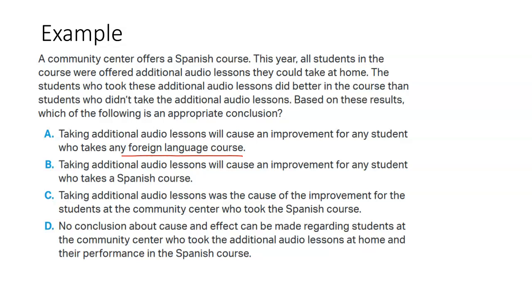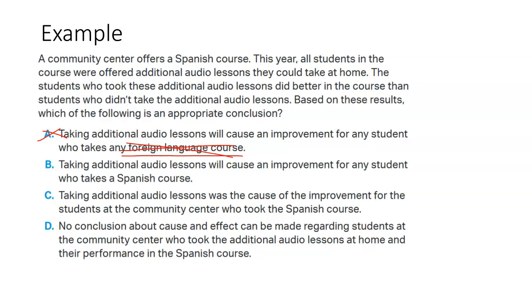The reason we're not choosing A is because nowhere are we talking about any other language besides Spanish. Okay? There's no guarantee that those language tapes will help you in Latin. Because no one knows Latin. Sorry, Latin's terrible. Alright? So we know A is out. Taking additional audio lessons will cause an improvement for any student that takes a Spanish course. So at this community center, or at the local university, or at college in Kansas, any student that takes an audio lesson at home will do better in a Spanish course.